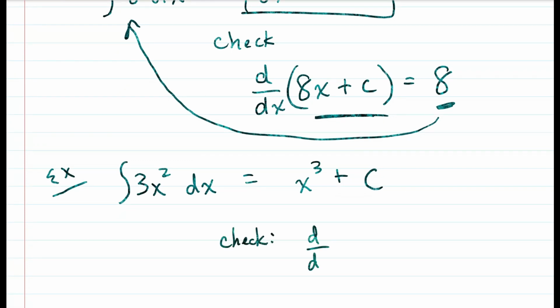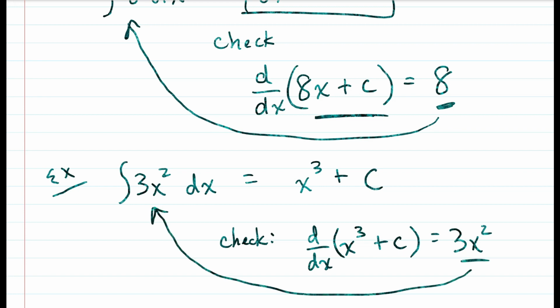So if I take the derivative of x to the third, and don't forget the plus c, the derivative of x to the third, we can just use the power rule that we know from differentiation. We get 3x to the second plus the derivative of any constant. Remember, that's not a variable, that's a constant, is 0. So 3x squared plus 0 is 3x squared. And that's what we got right here. So now I know that it is correct.